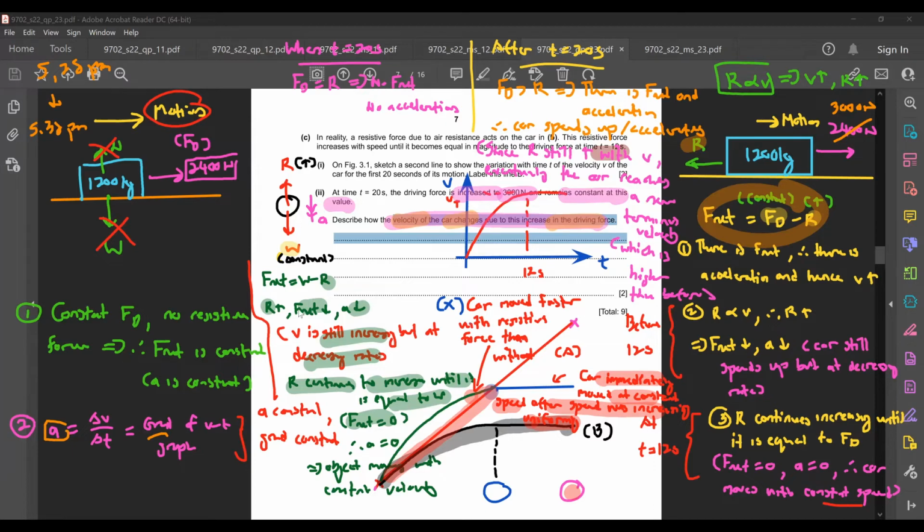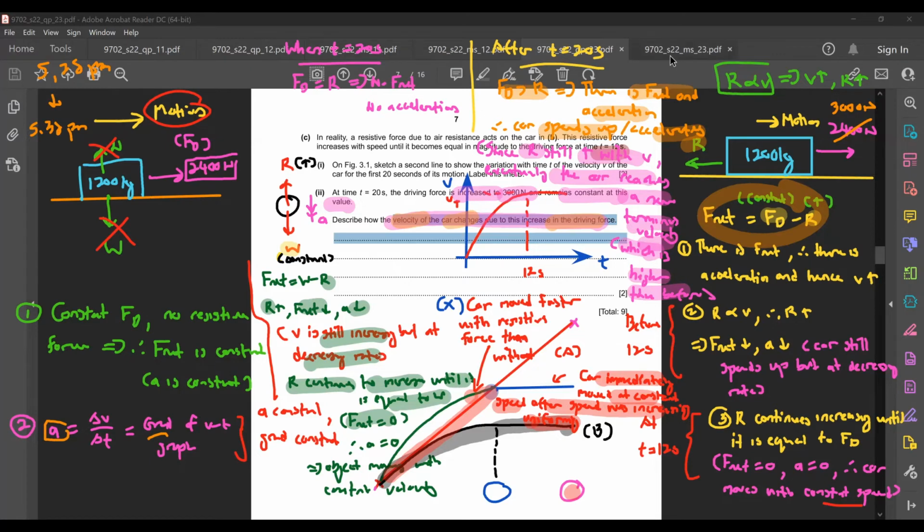Initially after t goes to 20 seconds, your driving force is now more than your resistive force. You have net force, you have acceleration. The car will speed up. But because at the same time your air resistance is still there and still increases with speed, your car will eventually reach a new terminal velocity. Its speed will still continue increasing at a decreasing rate, until R is equal to the driving force again. So it moves again with constant speed, but this time your constant speed is higher.